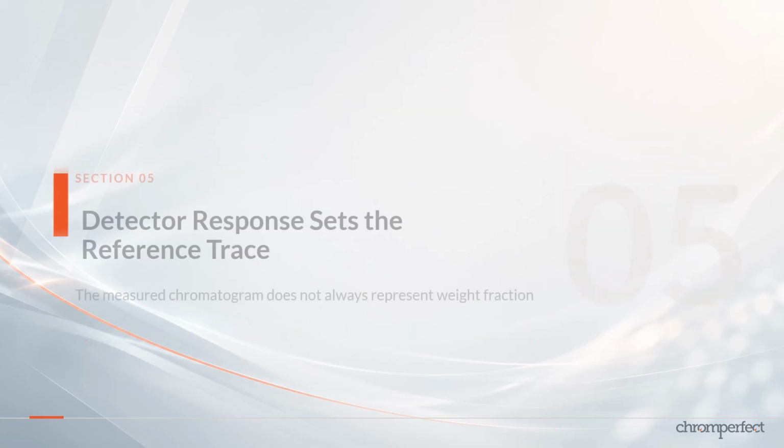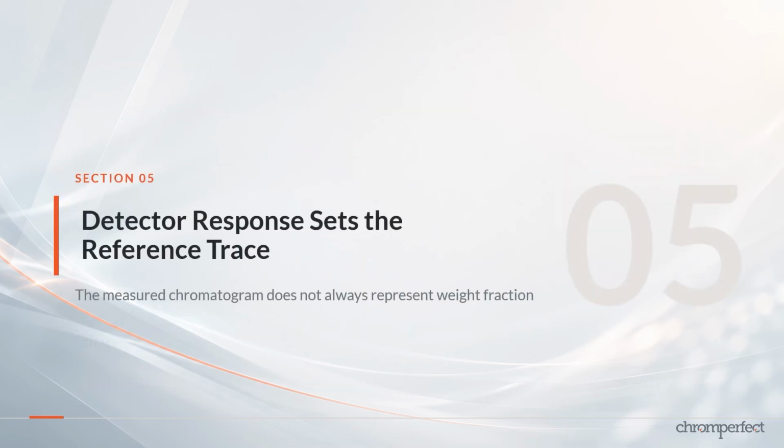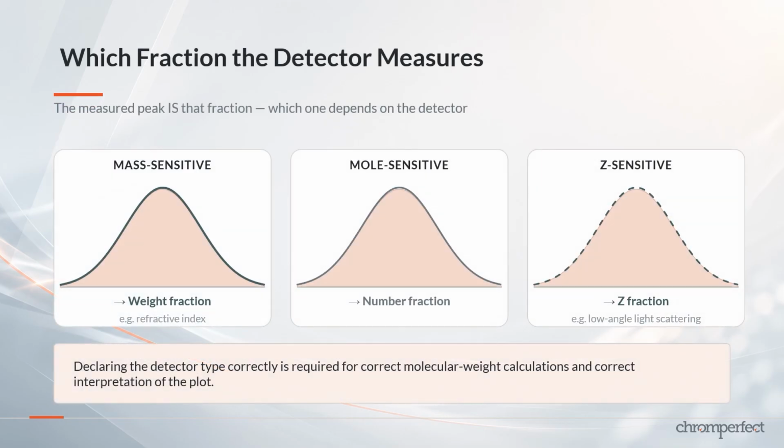Why the weight fraction trace matches the original chromatogram. In this example, only the weight fraction trace has its peak top in the same location as the original chromatographic peak. That is not an inherent property of every SEC analysis. It results from the assumption that the original chromatogram was obtained using a mass-sensitive detector.